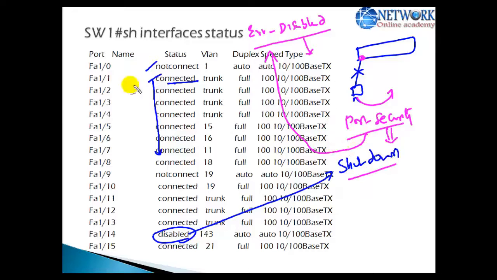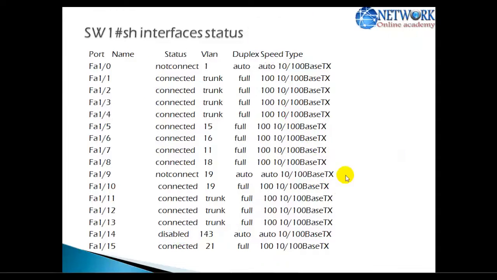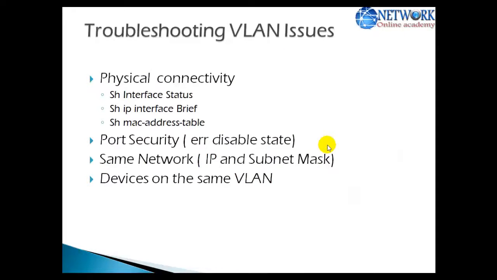I'm just trying to show you the different possible status messages which you'll find when you use the show interface status command, and based on those status messages we can figure out the possible problem which can affect your physical connectivity. The next thing we need to do is verify the physical connectivity with the show IP interface brief command.